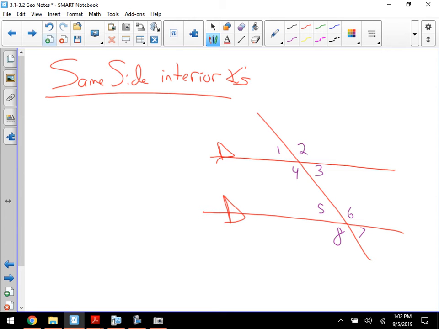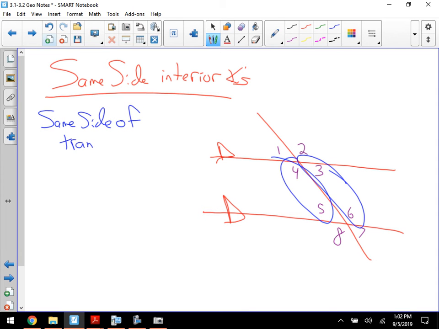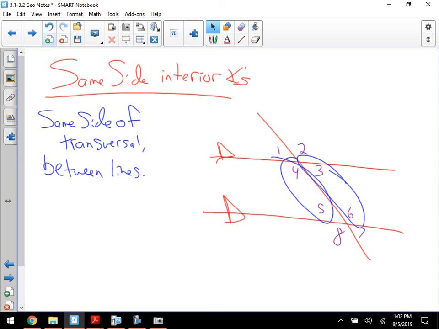They're same side inside. You're inside the lines on the same side. Same side inside. You're here, and you're here. Same side transversal. Between the lines. There is not a same side exterior. Thank you for asking that. No one asked that in the other classes. There is no such thing as same side exterior. Okay? There is no such thing.